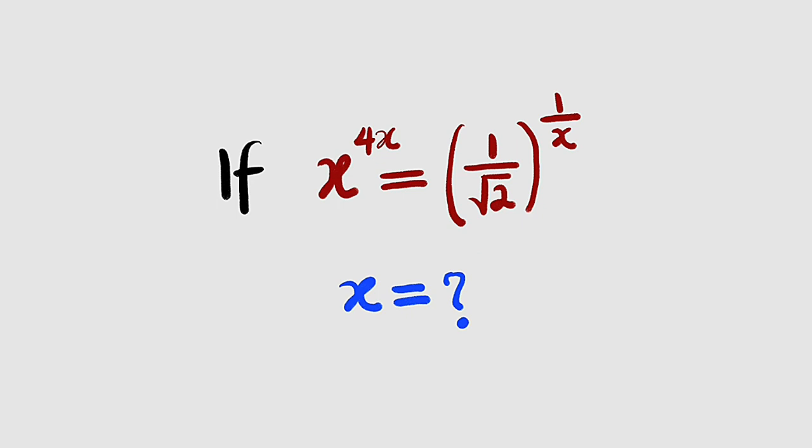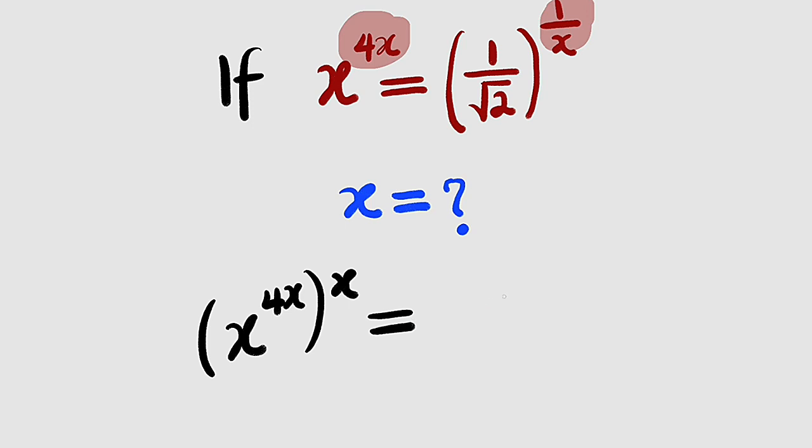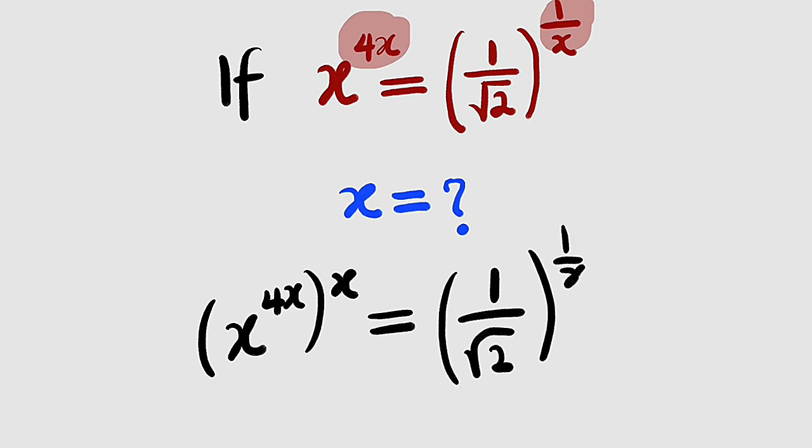First of all, I would like to multiply both exponents by x just to get rid of this exponent, because 1 divided by x times x will give us 1. So let's do that. To the left hand side, we're going to have x to the power of 4x, and we multiply the exponent by x. We do the same thing to the right hand side: 1 divided by root 2 to the power of 1 divided by x multiplied by x. So we have just multiplied both exponents by x.